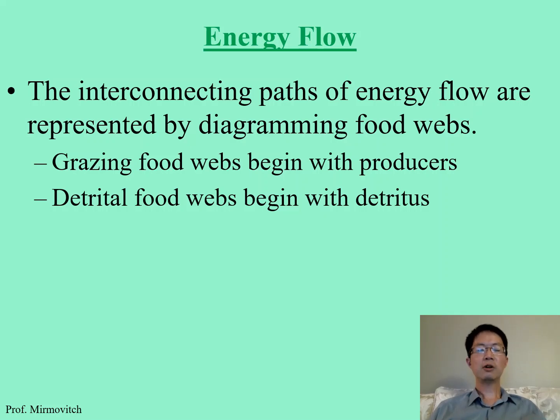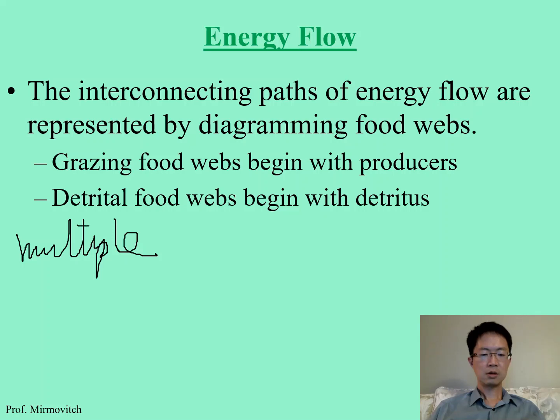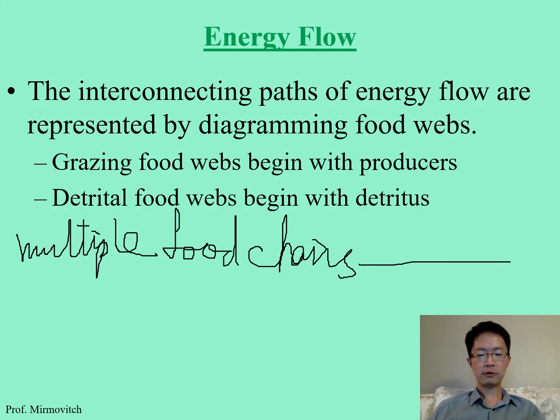So the energy flow can be shown by diagramming food webs. A food web is made out of food chains. When you have multiple food chains, they form the food web.